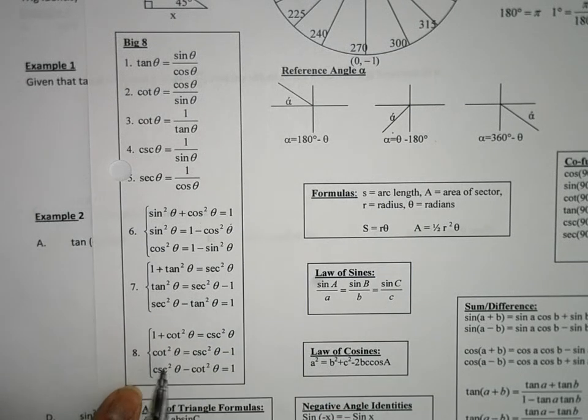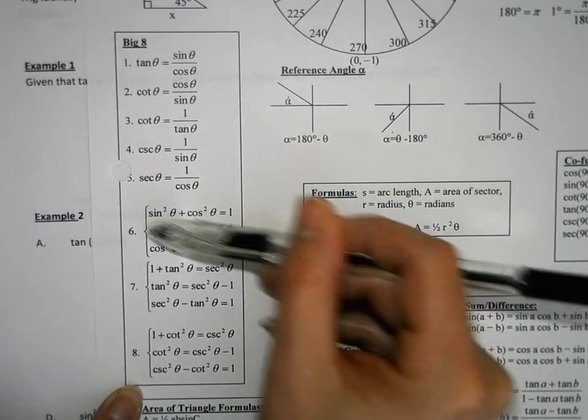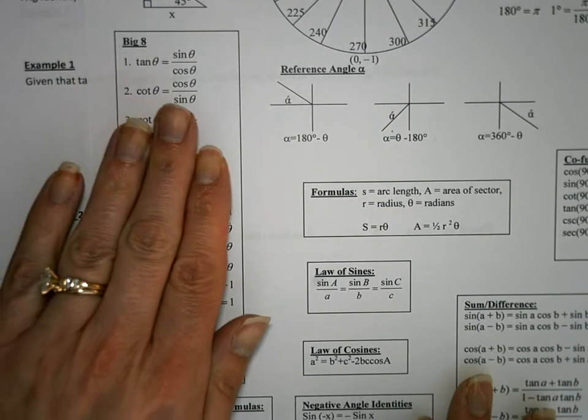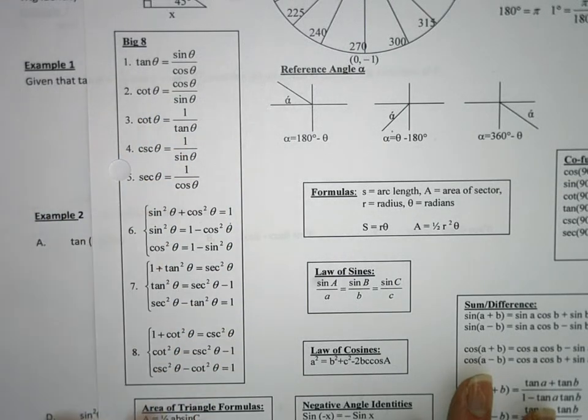All right. 8th one. 1 plus cotangent squared is cosecant squared. Well, if I subtract 1 from both sides, that means cotangent squared is cosecant squared minus 1. If I subtract cotangent squared from both sides, that means cosecant squared subtract cotangent squared is really equal to 1. So once again, the two bottom ones in each piece are really rewriting of the first one. Okay? You want this list close and near when you are working on these types of problems.